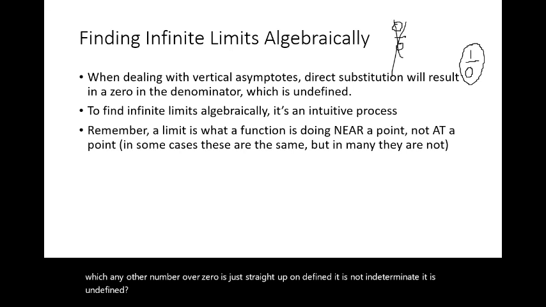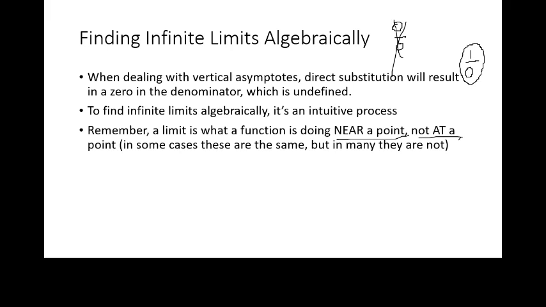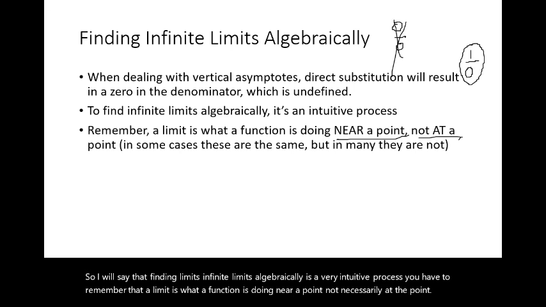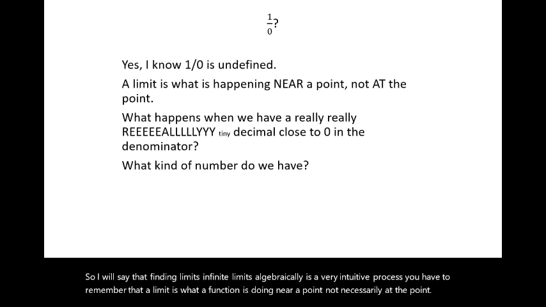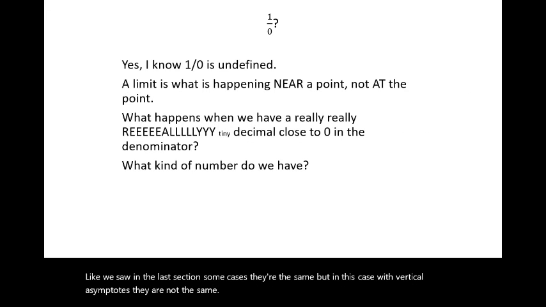So I will say that finding infinite limits algebraically is a very intuitive process. You have to remember that a limit is what a function is doing near a point, not necessarily at the point. Like we saw in the last section, in some cases they are the same, but in this case with vertical asymptotes, they are not the same. So you're going to be seeing this a lot. So yes, 1 over 0 is undefined. I am not arguing that. But you have to remember that a limit is what is happening near a point, not necessarily at the point.